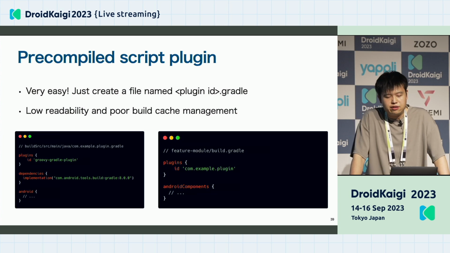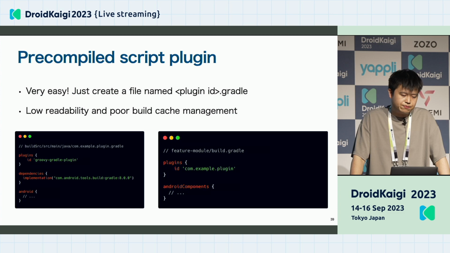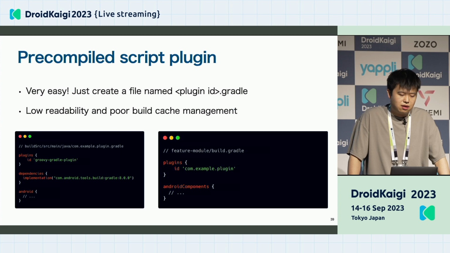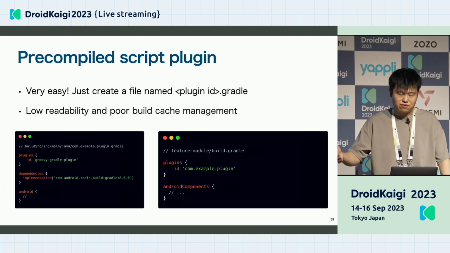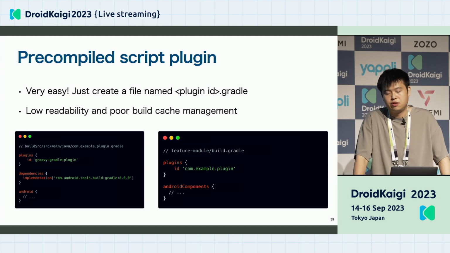Precompiled script plugin can be created easily, super easily. You have to create a file. The base name of it will be the plugin ID. That's it. However, it may have low readability if your code is getting bigger, and it cannot manage build cache.